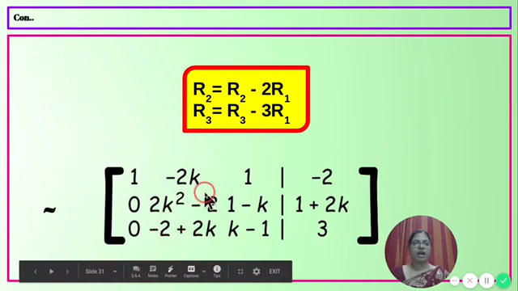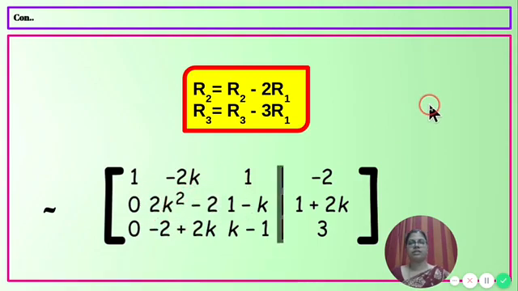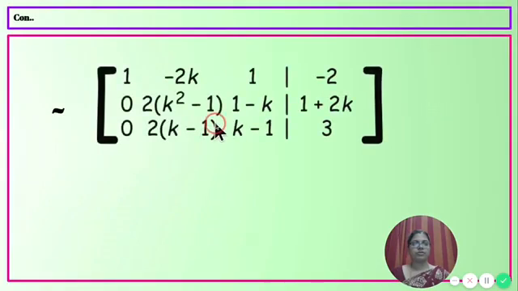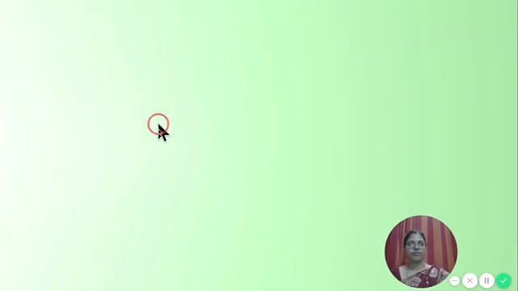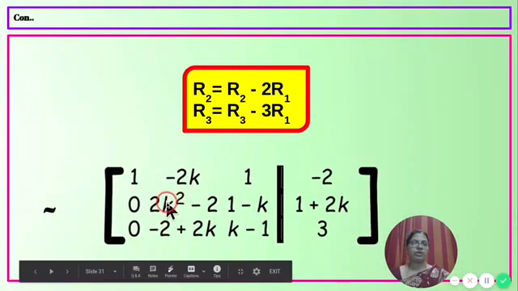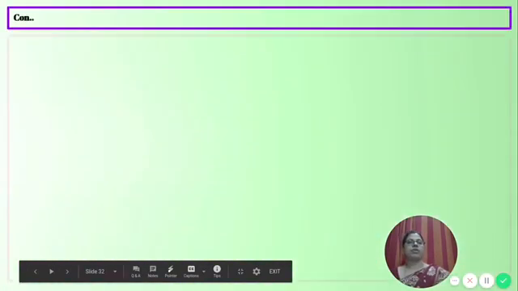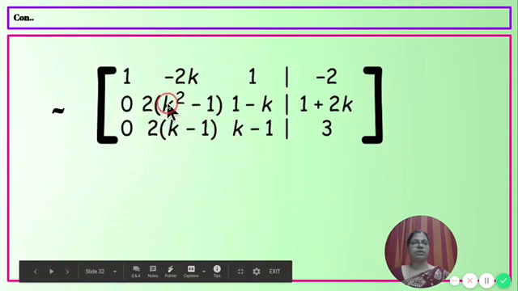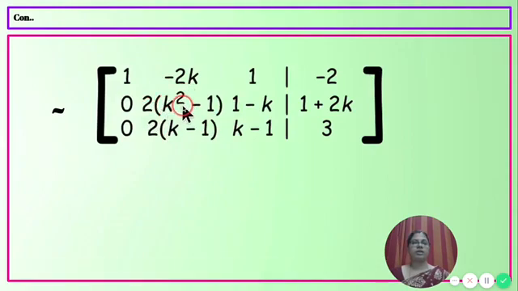So before that, I'm going to change this element. Let us see how I have changed that element. So I have taken 2 as common. I'm going to take 2 as common in this element, and also for this element I'm going to take 2 as common. So after taking that, I get this 2 into k square minus 1, 2 into k minus 1.